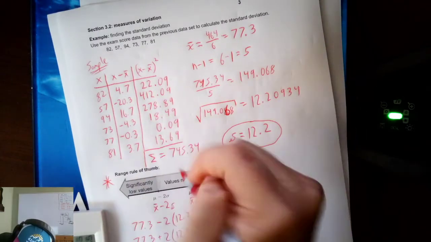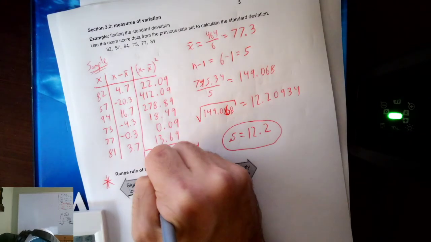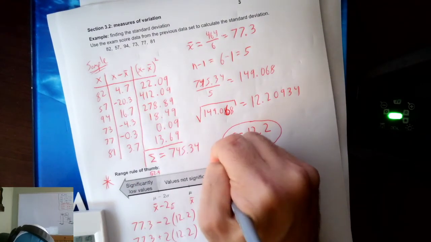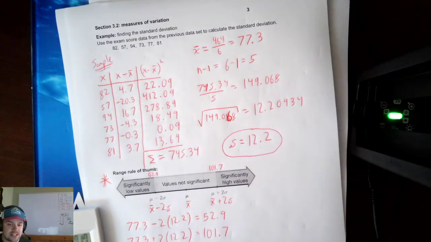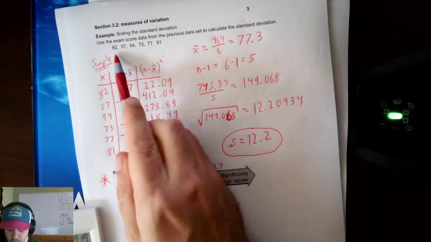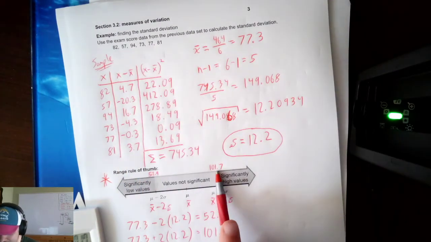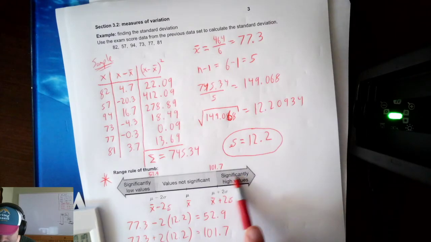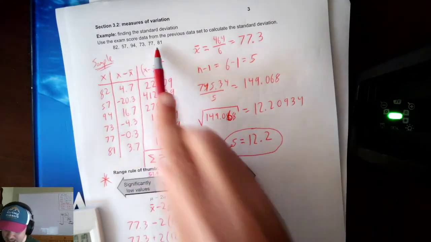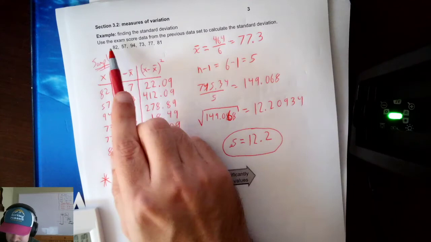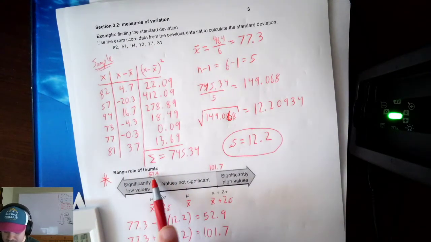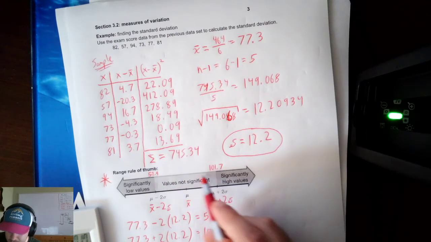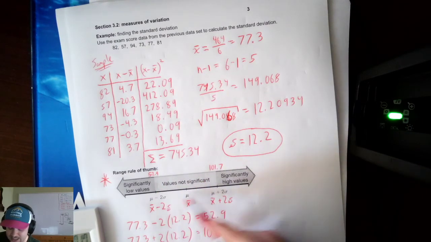So this tells me something. This tells me that 52.9 and 101.7 are my cutoff numbers for significantly high or significantly low values. Nobody got a significantly high score because no one got better than a 101.7, right? All of my data is less than that. Similarly, none of these numbers are significantly low because they're all bigger than 52.9. So none of my grades were statistically significant.